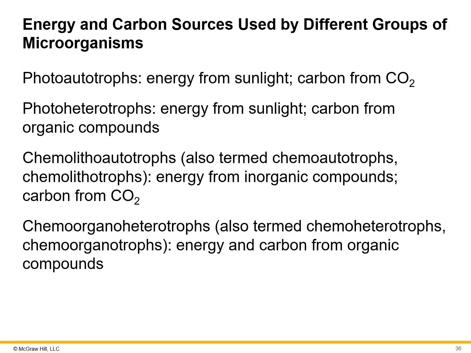The final two terms mean that the energy is not coming from sunlight. So chemolithoautotrophs or chemoautotrophs, the energy is coming from inorganic compounds, and the carbon source is still coming from CO2. Whereas chemoorganoheterotrophs or chemoheterotrophs, the energy and carbon needs are coming from organic compounds.